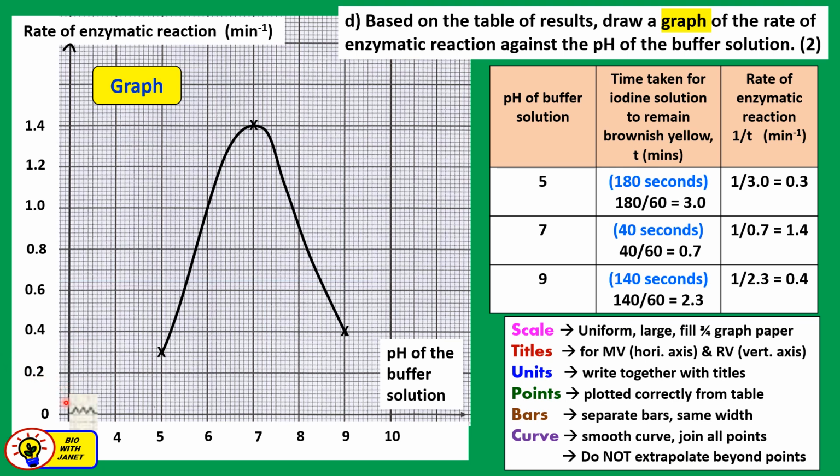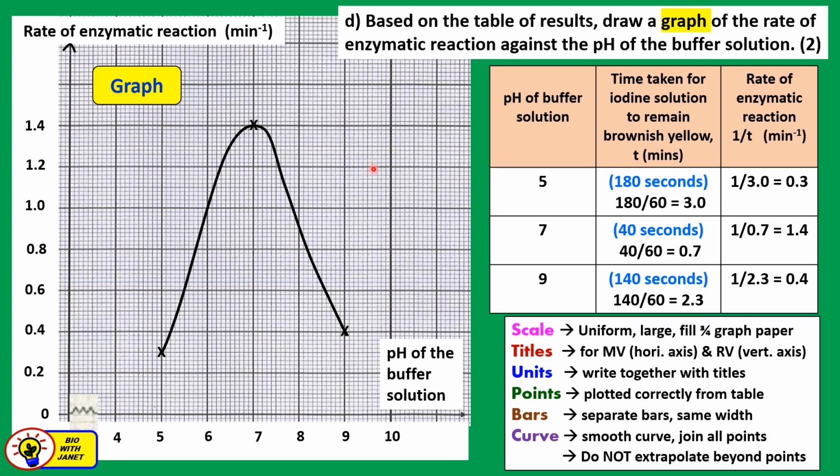So you can avoid the first part now, 1 to 3, by putting this symbol here. Okay, and start with 4, 5, and 6, 7, 8, 9. Then it'll be large. And then the rate of enzymatic reaction, the values are here. So it's plotted from 0 till the highest value, 1.4. Make sure you spread out, make sure that the scale is large enough to fill about 3/4 of the graph paper, and that it is uniform. Titles for MV and RV, okay, here you can see rate of enzymatic reaction against pH of buffer solution, and the unit is here, right?